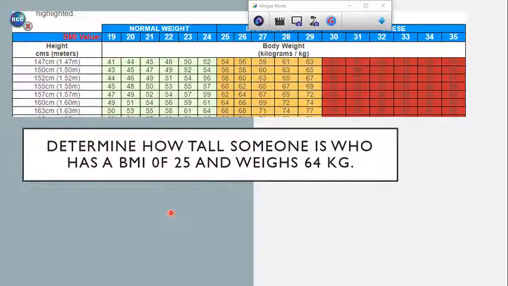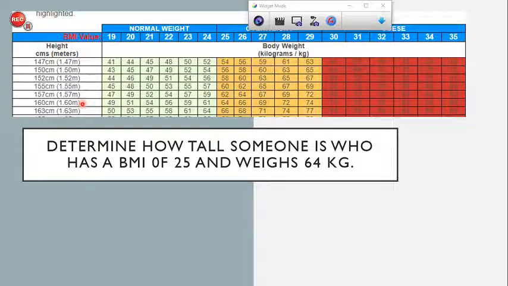Now, if we look at the next thing, we can also now use this table in reverse. So how can we determine how tall someone is with a BMI of 25? So now we go to a BMI of 25 and it says they weigh 64 kilograms. So for a BMI of 25, we look for 64 kilograms and we get a height of 1.6 meters or 160 centimeters.